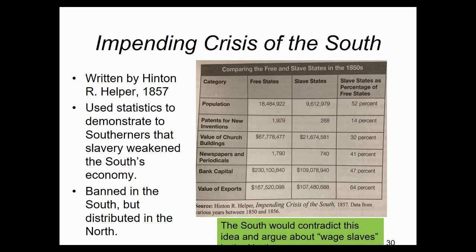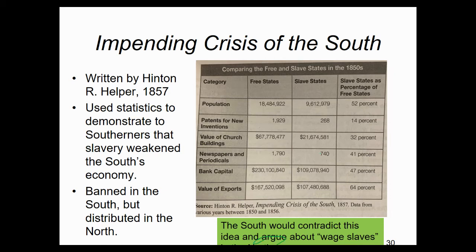Now, as much as we talked about Uncle Tom's Cabin being such an important book, we're going to see another book written by Hinton R. Helper in 1857 called The Impending Crisis of the South. And if we take a look at some of the statistics, and this is in your AMSCO book, he's using scientific data, or numbers, to demonstrate that slavery in the South is not actually beneficial.